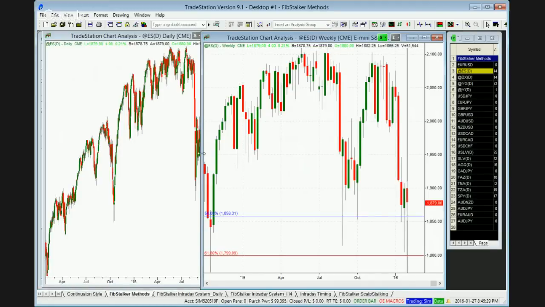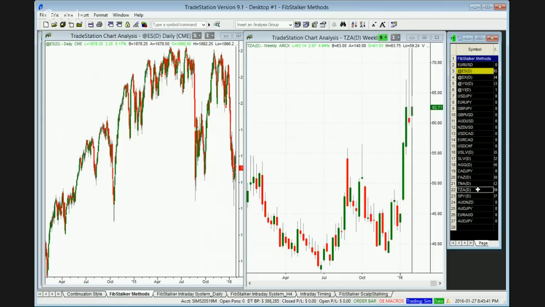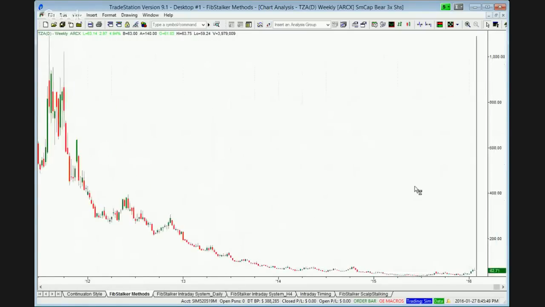I have different methods that I use. For the FibStalker methods, I look at all these markets that you see here. You will see also some ETFs, and it's not a case that I'm looking at the ETFs, right? Because I showed you that scenario before with the SP500. So this is the inverted triple short small caps here. Okay, so if the market will start moving lower, this is going to go ballistic here.